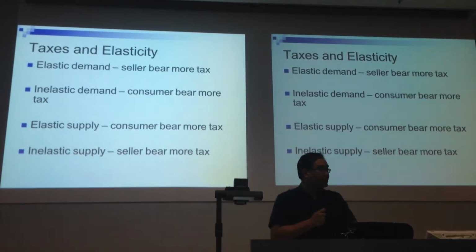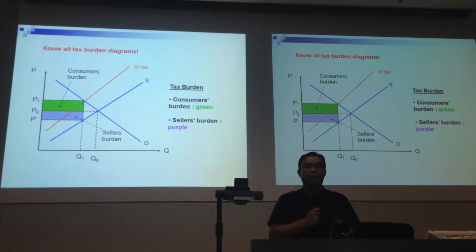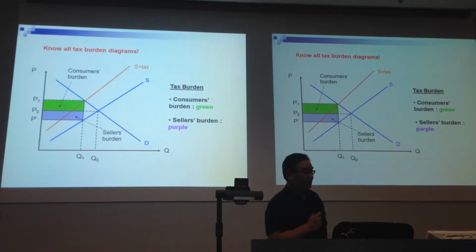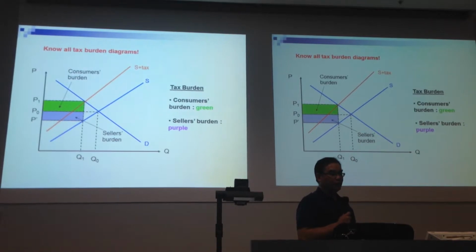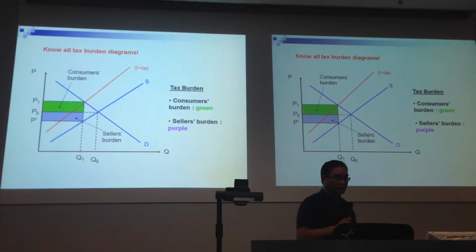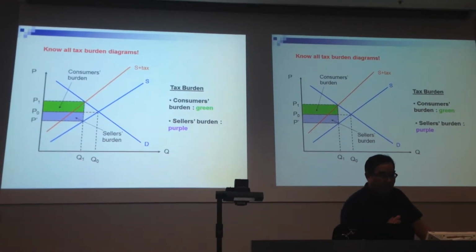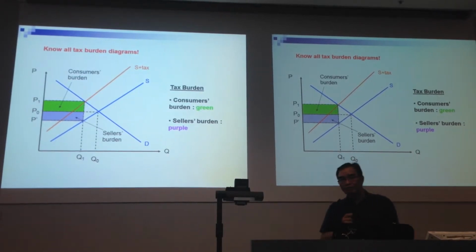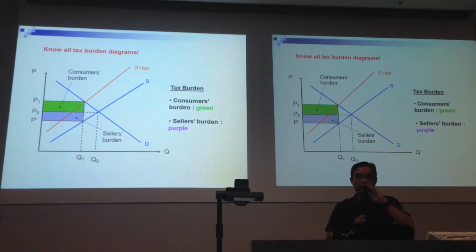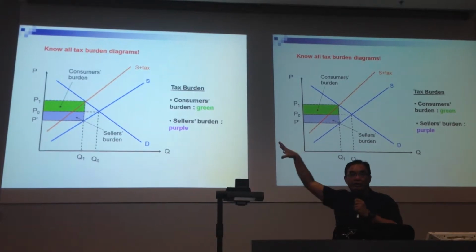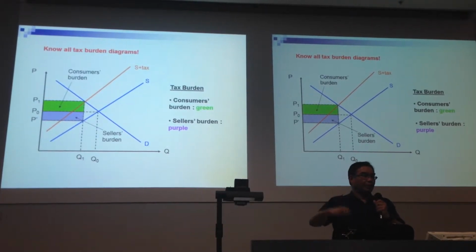It's important that you are able to illustrate the sharing of the tax burden. The green rectangle here represents the consumer's burden, while the purple rectangle represents the seller's burden. So it is important that you can differentiate and illustrate the share of the seller's burden and the consumer's burden.